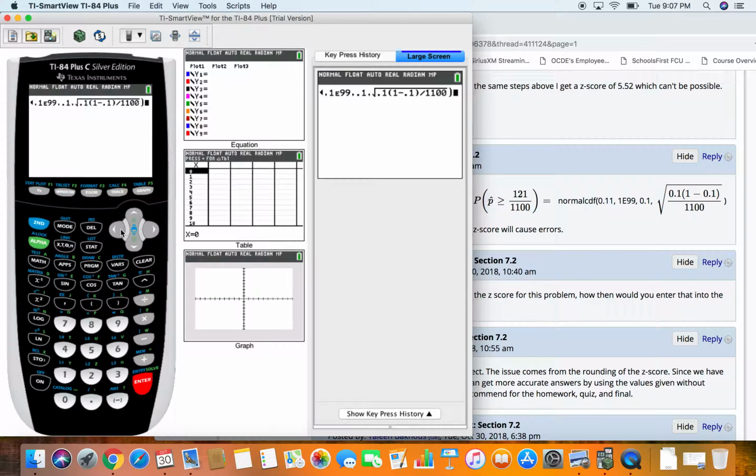And then if you have a TI-84, you'll want to make sure when you type it into the home screen it looks the same way, all separated by commas. And when you hit enter, our value will be 0.13446 or 13.45% if we round to 2 decimal places.